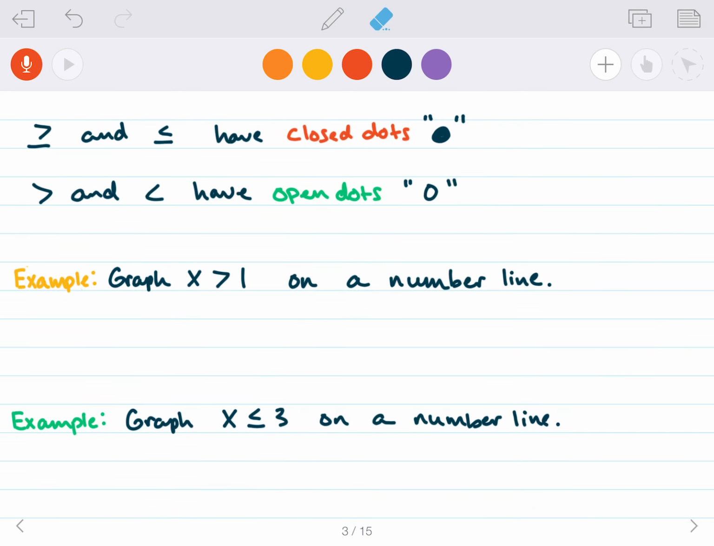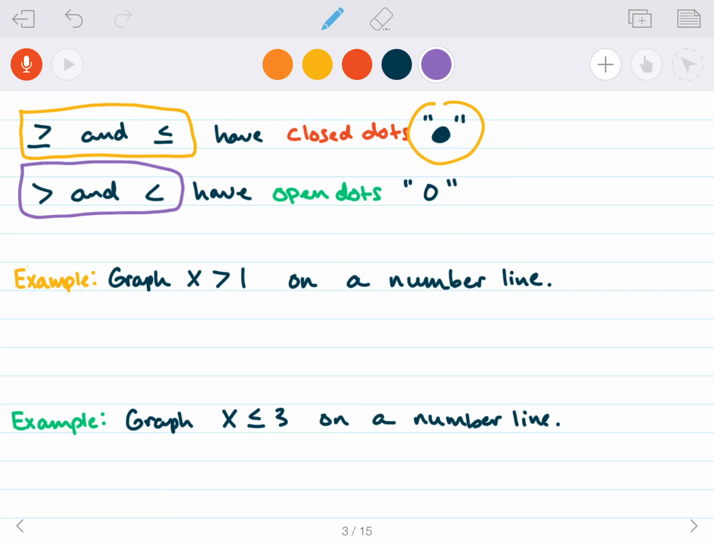Alright, so something else that's important to know is that if we have greater than or equal to or less than or equal to, we use a closed dot. And that's to indicate that whatever number we put the dot on is actually included in our set. We use greater than and less than with an open dot. So we use open dots to represent less than or greater than. Basically, if you put an open dot on a number, you're saying, okay, I'm not including this number in my set. Sometimes these things are called strictly greater than or less than because we don't actually include the number.